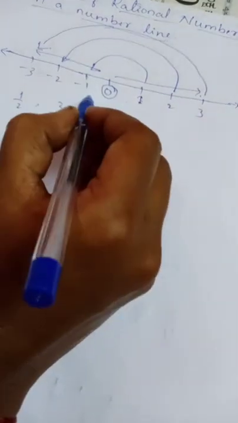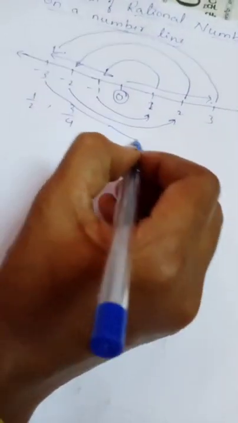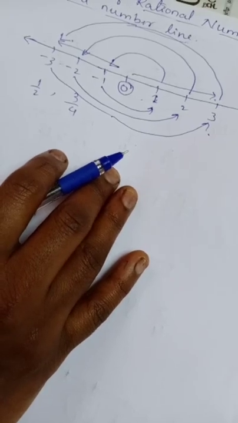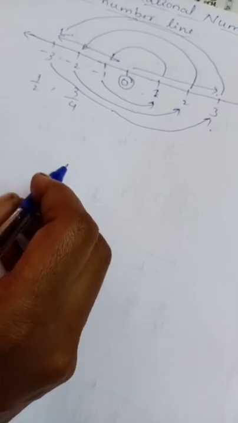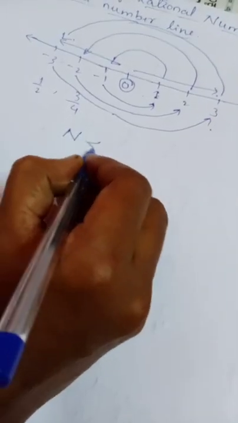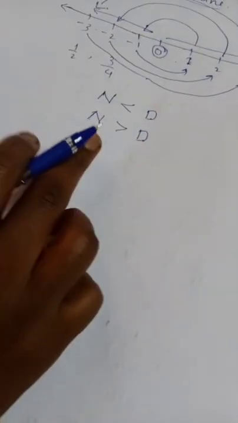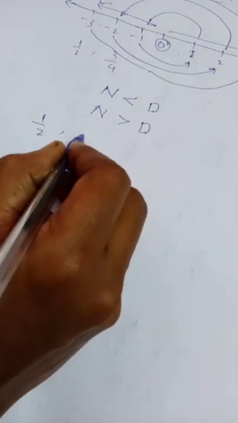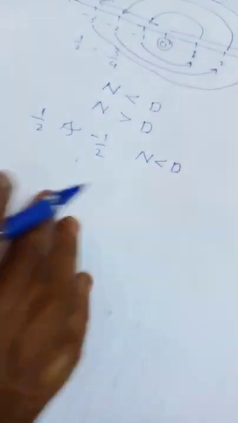Similarly, every negative integer also has a corresponding integer towards the right side, like this. So this is one category of plotting rational numbers on the number line. There are two categories: when the numerator is less than the denominator and when the numerator is greater than the denominator. First we see how we can plot 1 by 2 and -1 by 2, when the numerator is less than the denominator.